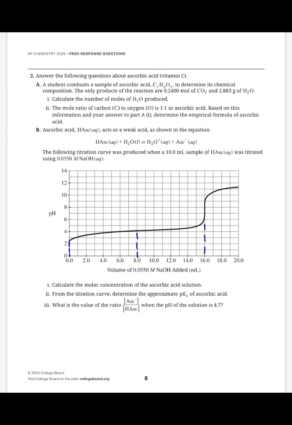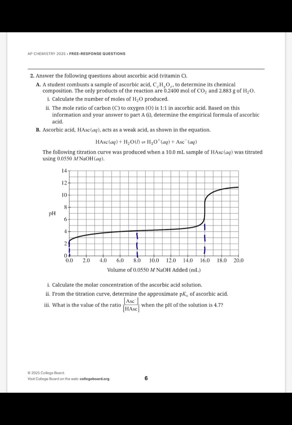All right, it's time for part 2 of our AP Chem 2025 FRQ. Looking at the second problem, it's giving us a scenario involving ascorbic acid, which is vitamin C. For part A, a student combusts a sample of ascorbic acid to determine its chemical composition. The only products of this reaction are 0.2400 moles of CO2 and 2.883 grams of H2O.